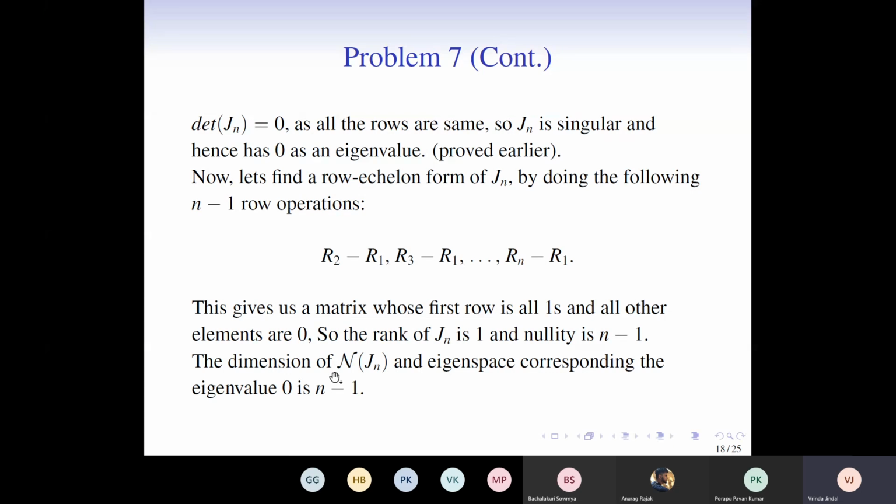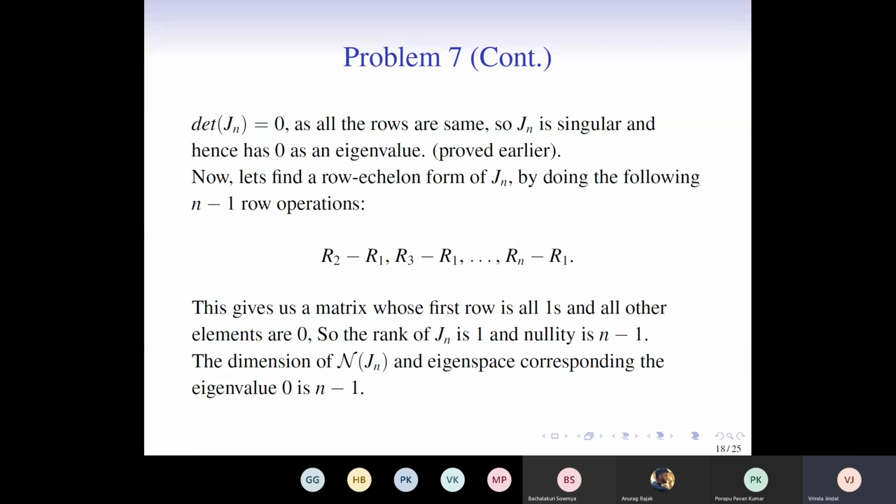So the dimension of the null space of Jn is n minus 1 by definition of nullity. Now the eigenspace corresponding to the eigenvalue 0. We have proved earlier that 0 is an eigenvalue of Jn. So what is the eigenspace corresponding to eigenvalue 0?